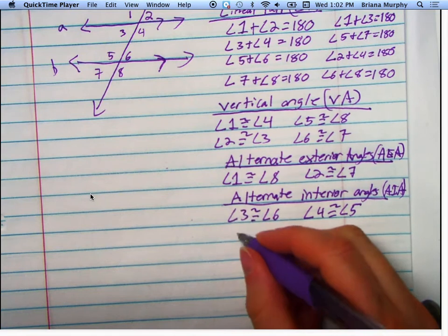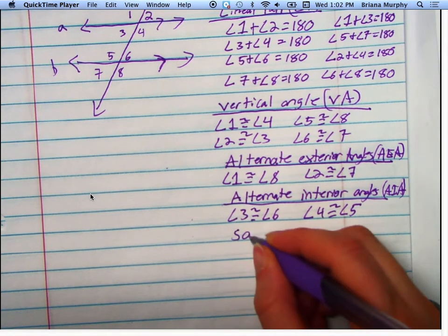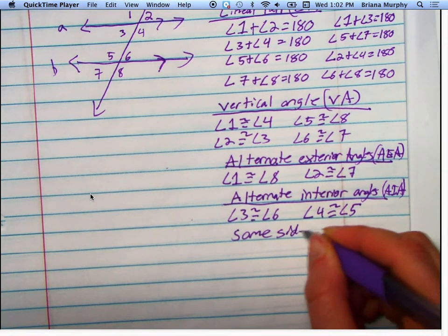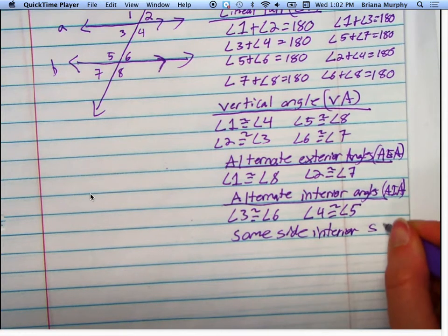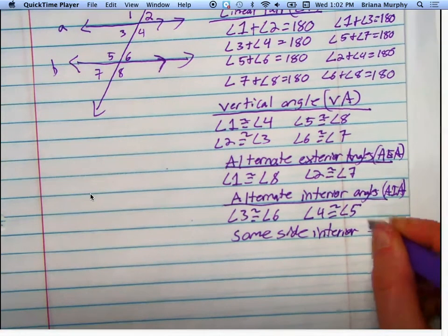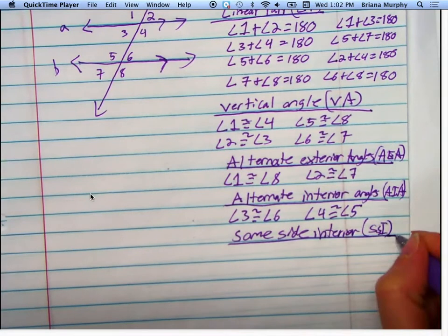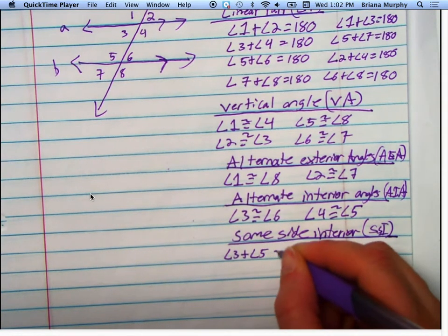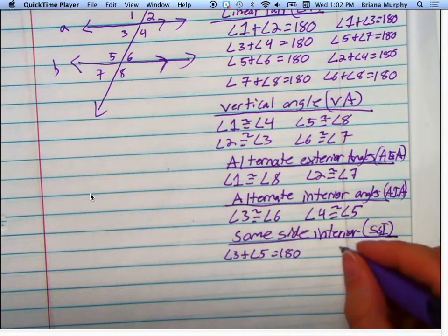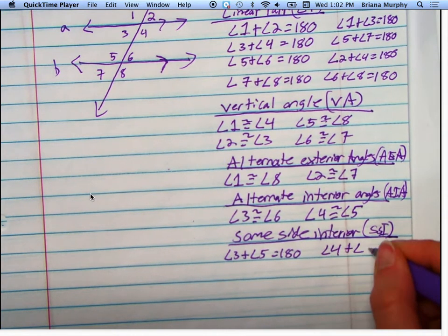Okay, now I've got same side interior, or SSI. Angle 3 plus angle 5 equals 180. And angle 4 plus angle 6 equals 180.